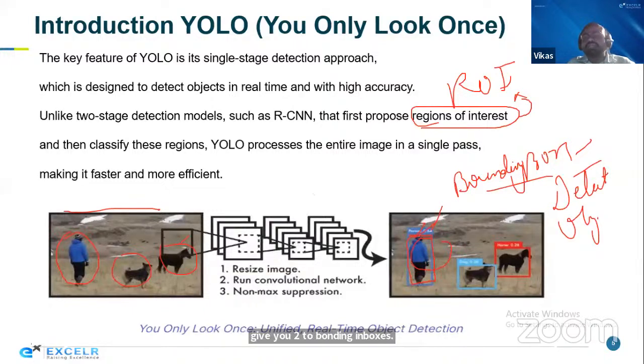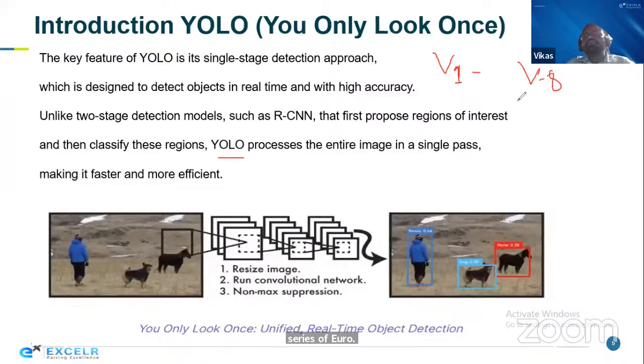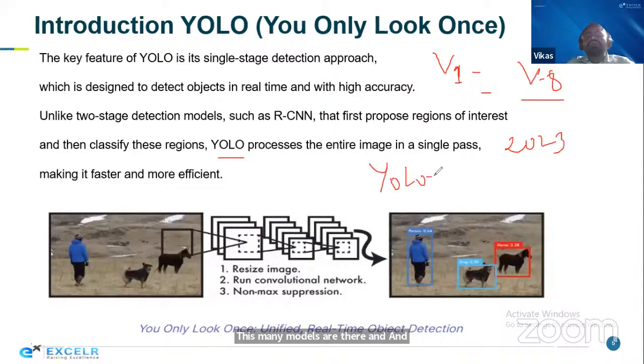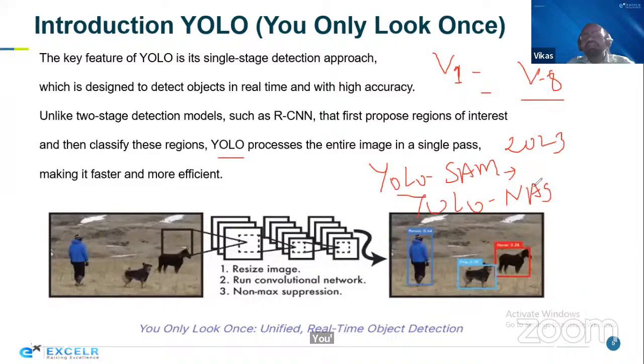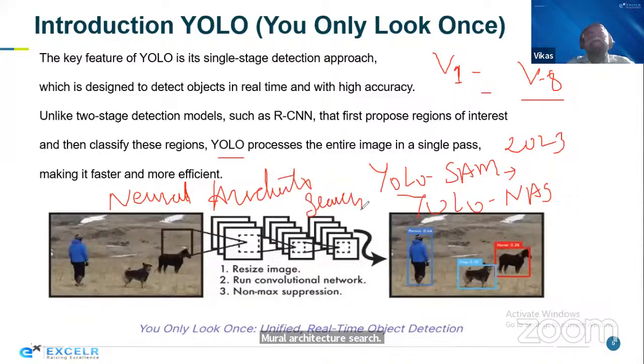Let's try to understand the architecture difference. This YOLO model was introduced back in 2018. It has an entire series of YOLO, with siblings, from YOLO V1 to YOLO V8. These many models are there. And recently in 2023, they released the YOLO SAM model, Segment Anything Model, and the YOLO NAS model. NAS stands for Neural Architecture Search. This is what NAS stands for, YOLO NAS.